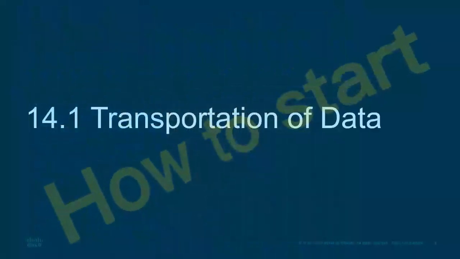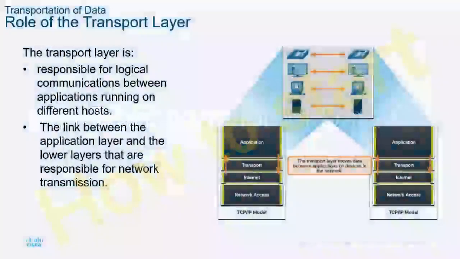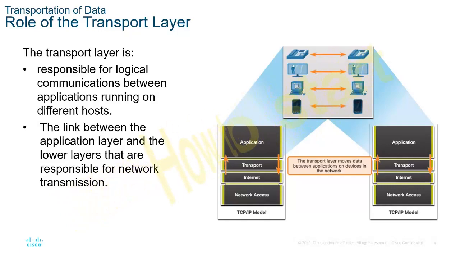So, jumping right in, transportation of data. The transport layer is responsible for the logical communication between the application functionality on one host and the destination host. It is the link between the application layer and the lower layers that are responsible for the overall network transmission. Again, transport is about being able to deal with the source and destination applications.